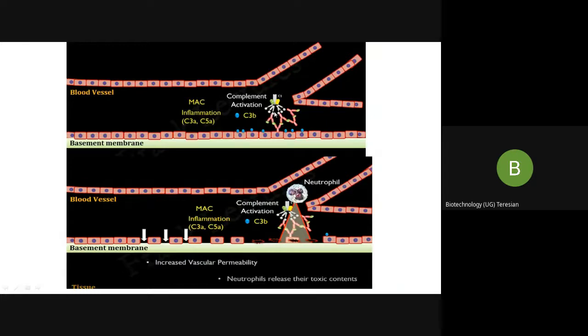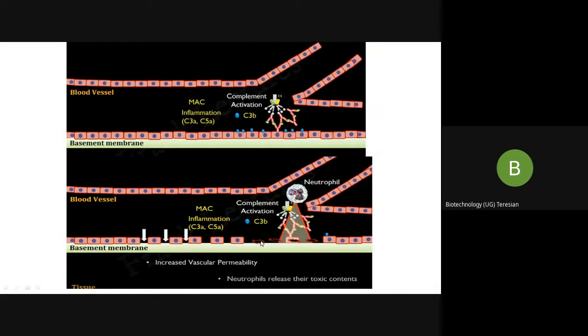This attracts the complement, complement 1, which in turn activates complement 3 to complement 9. All these complements go and bind to the basement of the endothelial cells, and they form the membrane attack complex. They are going to attack all this. When this attack happens, there is increased permeability of your blood vessels. You can see there are gaps now, right?